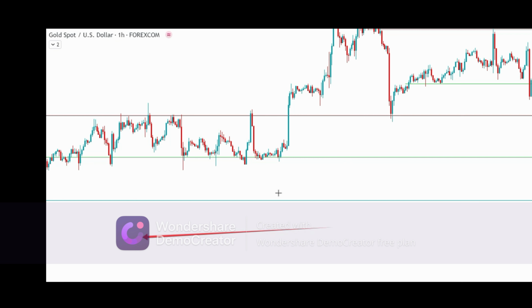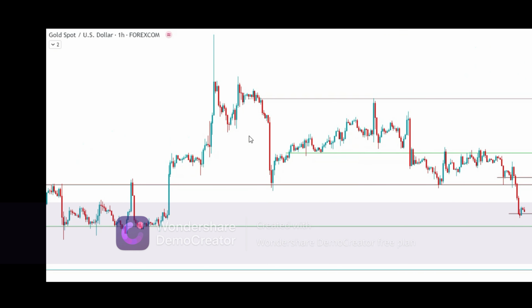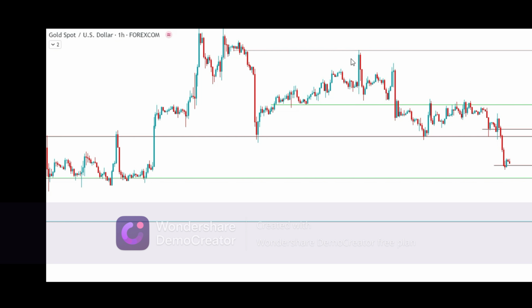So the market rallied up. You can see clearly that the market rallied up, and this is gold, or gold USD. The market rallied up, and you can see another liquidity zone forming. We have the market rally up, rejection 1, 2, like 3 times. The market bounced on the zone and created liquidity in this zone.